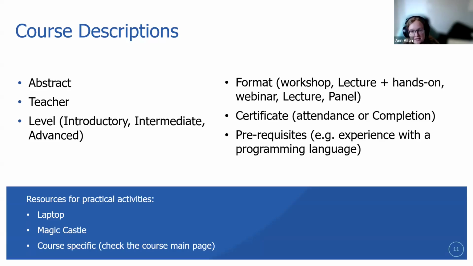We have two types of certificates: attendance certificates, which every course has, and you'll receive for attending the sessions for that course, and a completion certificate. These require that the instructor have a graded assessment, such as a quiz or activity. Lastly, you'll find the prerequisites, which describe the skills that you might need prior to taking the course. For example, you might need experience with a particular programming language.